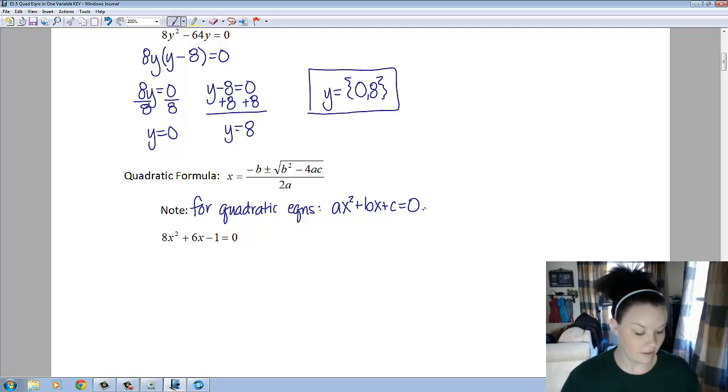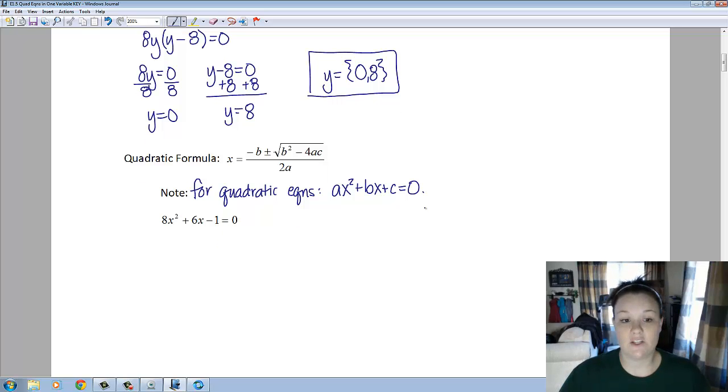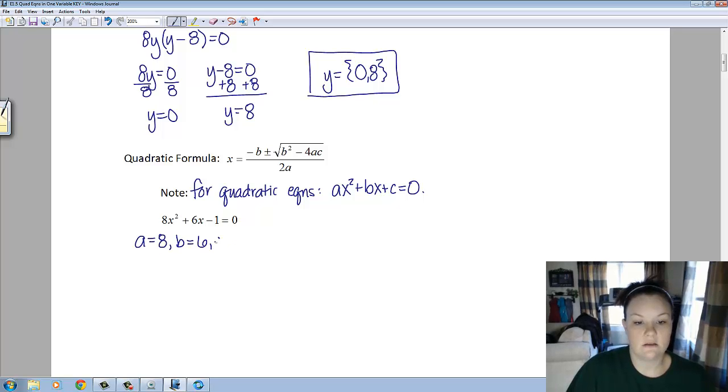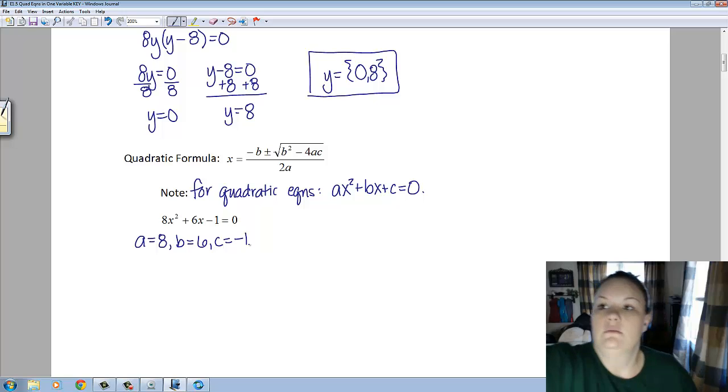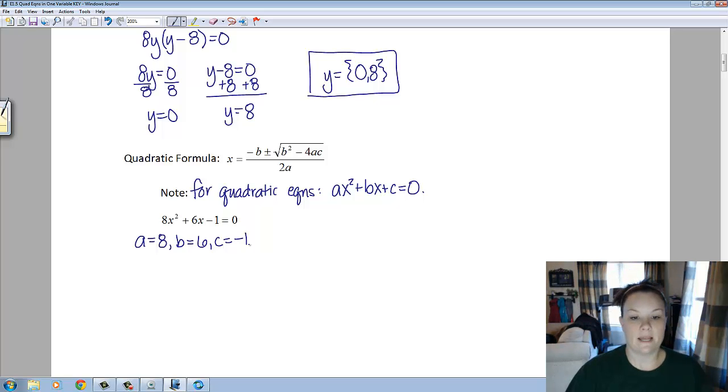The reason we need this one is because we can use a quadratic formula to solve any quadratic equation, even if it's one that's not factorable. Okay. So let's go ahead. On this first one, it's all in descending order. So this means that my a is 8, my b is 6, and my c is -1. Okay. And so now I'm just plugging it into my formula.